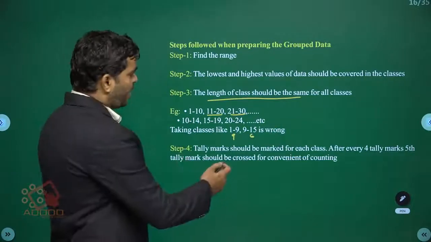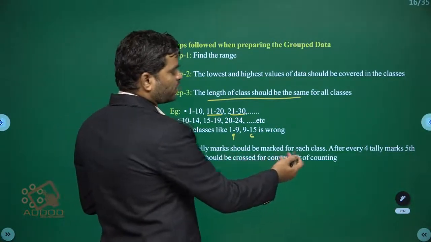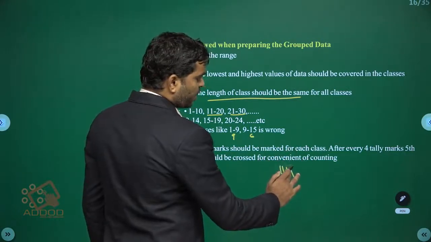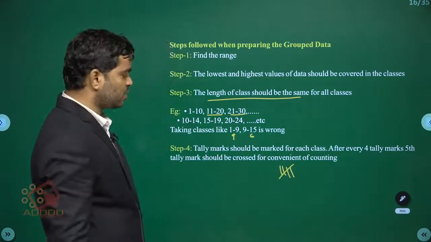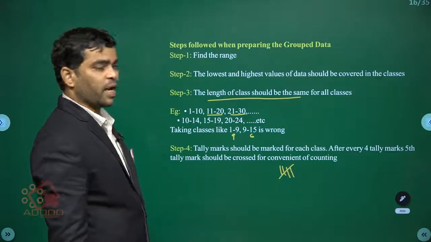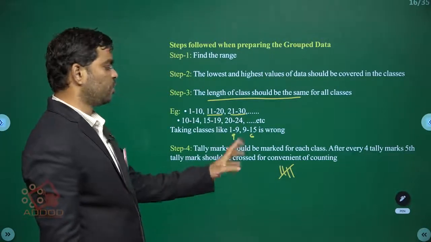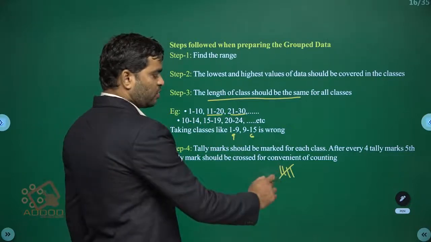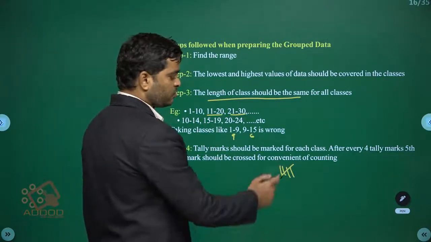Step 4, tally marks should be marked for each class. You remember when you draw tally marks, for every fifth number you have to cross it. After every four tally marks, the fifth tally mark should be crossed for convenience of counting. We made this for convenience of counting.